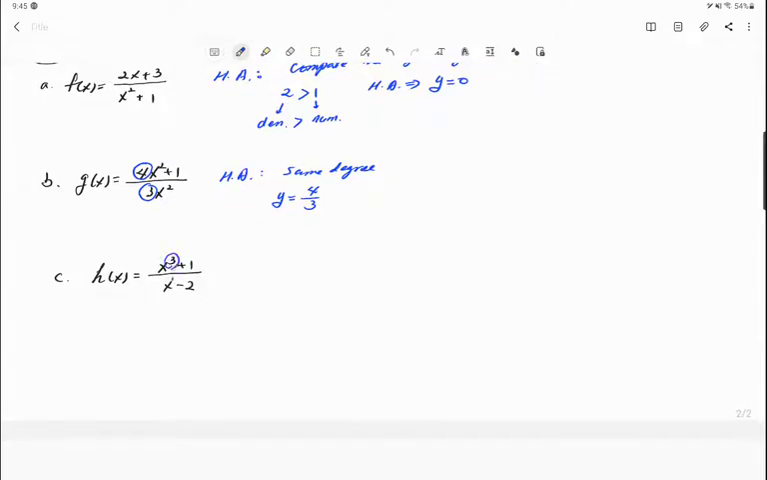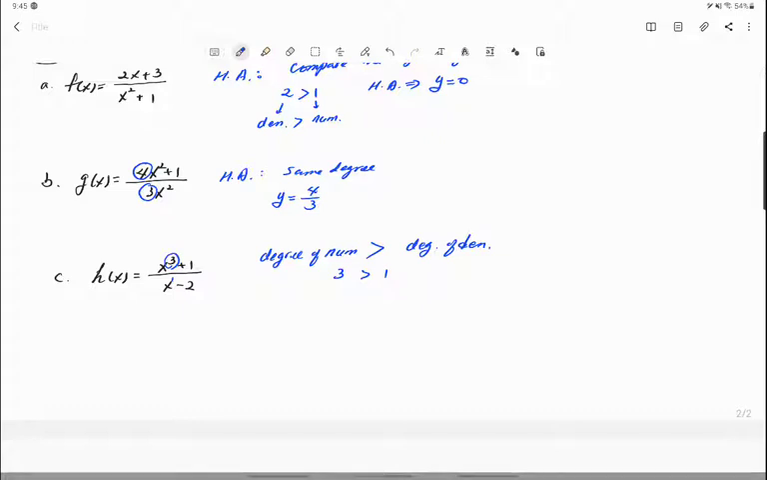3 is greater than 1, right? So the degree of the numerator is greater than the degree of the denominator, because 3 is greater than 1. So, therefore, there's no horizontal asymptote.